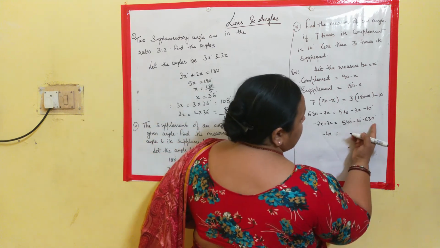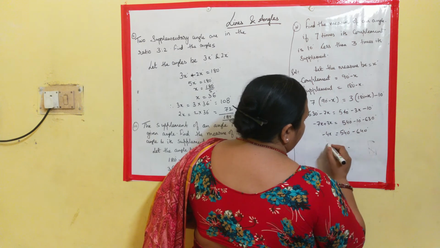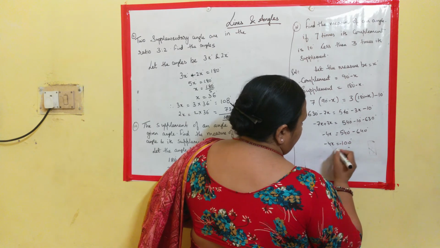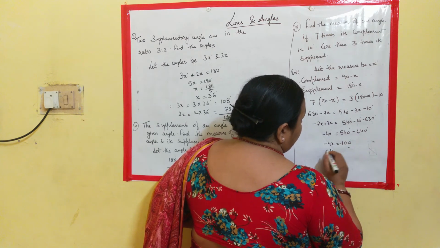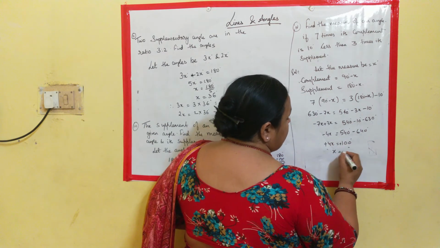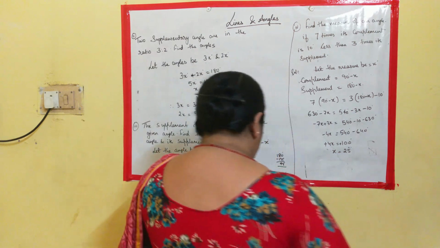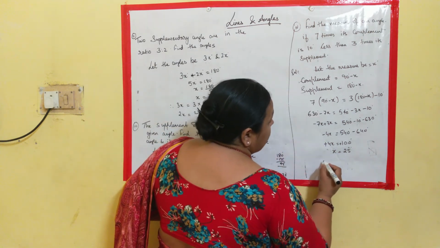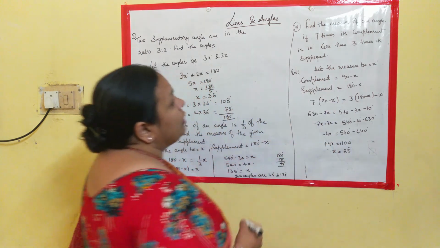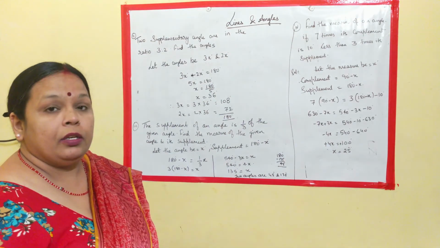On solving this, you get 540 minus 640. So you get minus 4x is equal to minus 100. Minus cancels. x is equal to 25 degree. So when x is coming as 25 degree, that is what we need to find: the measure of an angle. So the angle is 25 degree.